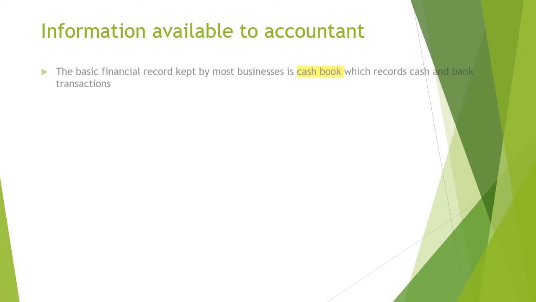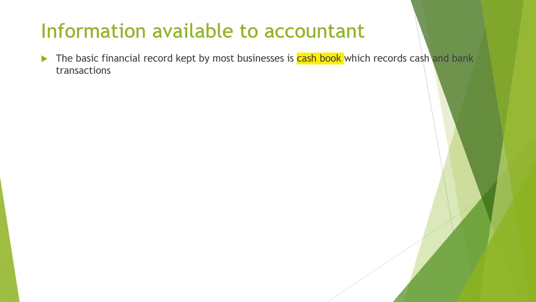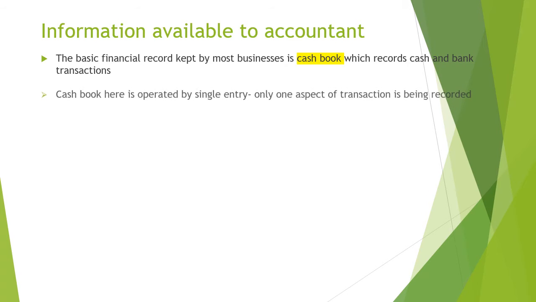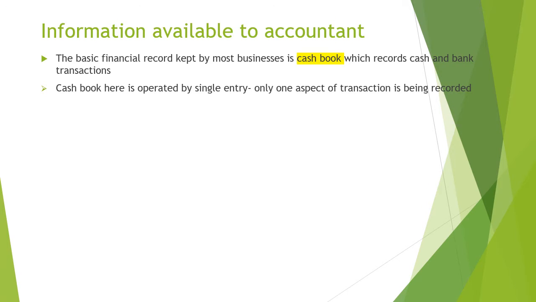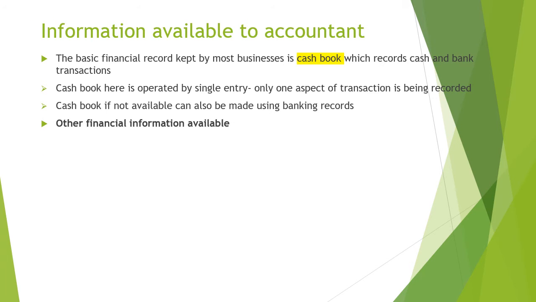Information available to the accountant: the basic financial record kept by most businesses is the cash book, which records cash and bank transactions. The cash book here is operated by single entry. Only one aspect of each transaction is being recorded.